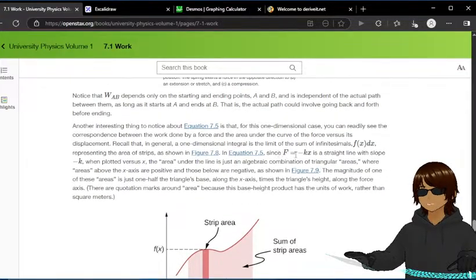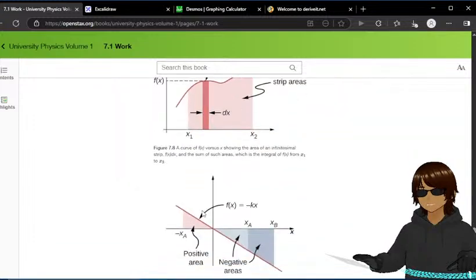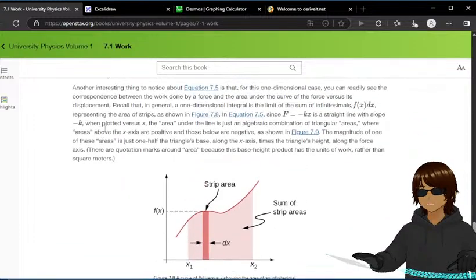Since F is equal to minus kx, a straight line with slope minus k when plotted versus x, the area under the line is the algebraic combination of triangle areas, where areas above the x-axis are positive and those below are negative.